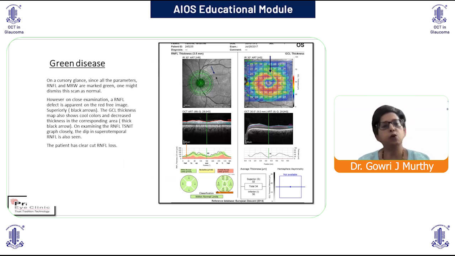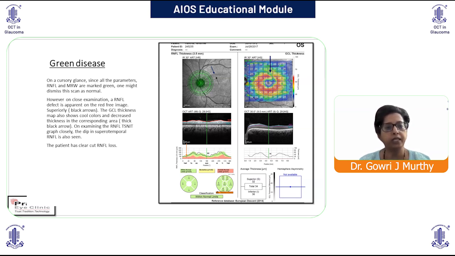Not every time the OCT tells you that everything is green means that the patient is normal. Sometimes focal defects in the RNFL, like you can see over here, there is a focal RNFL defect which is going from the superior temporal aspect of the disc, is totally missed by the sector and the quadrant maps. One should pay close attention to the TSNIT graph. If you can see on the TSNIT graph, there is a small dip here into the red zone, and the red-free image shows the RNFL defect very clearly.